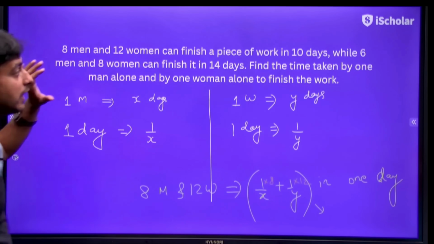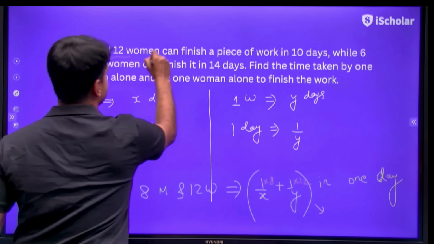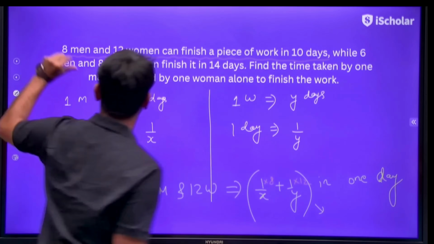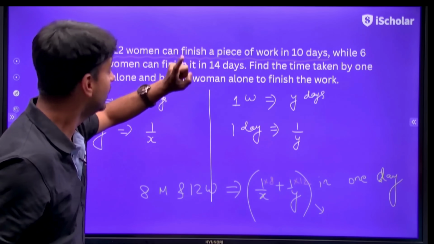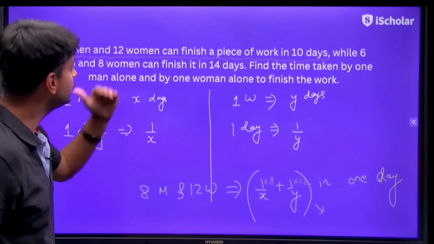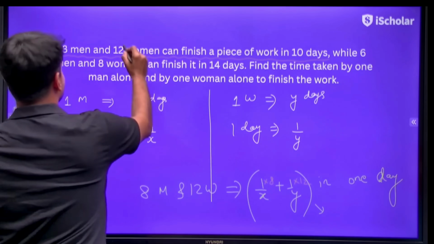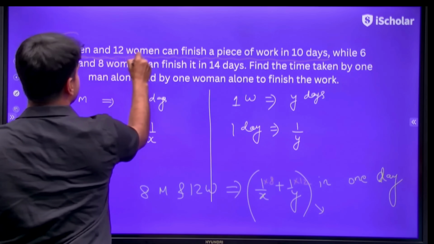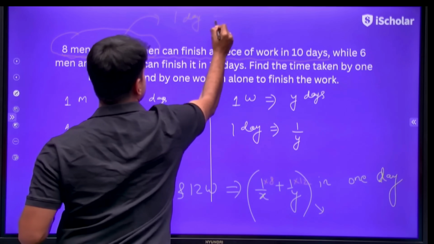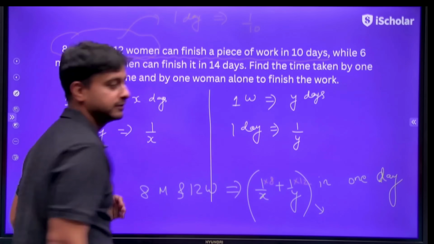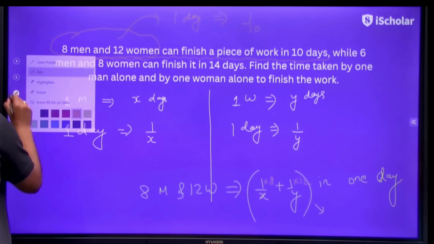Now how would I equate that? See here, the first line is 8 men and 12 women can finish the work in 10 days. So in 1 day, how much will they be finishing? 1/10 of the work. So 8 men and 12 women can finish in 1 day 1/10 of the work, correct? They would be able to finish 1/10 of the work.